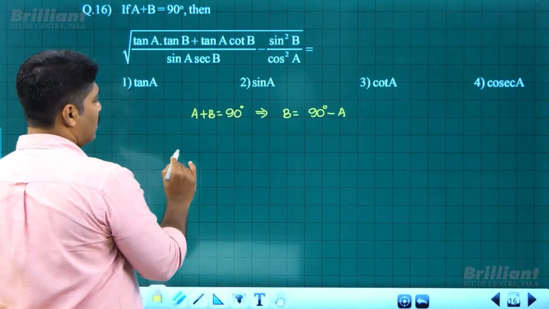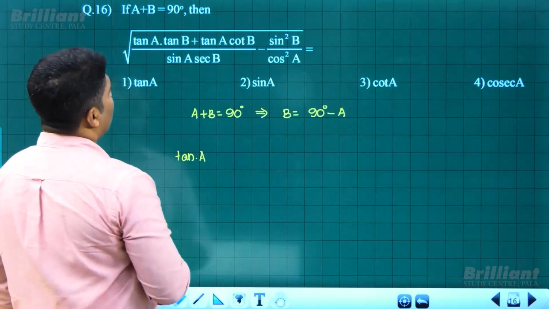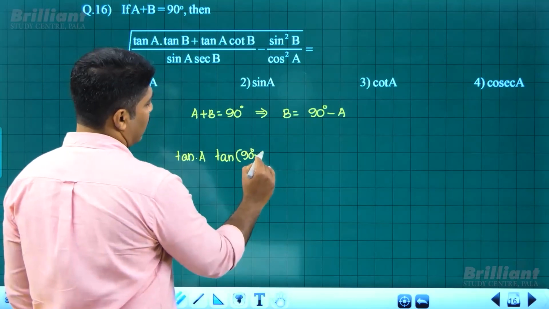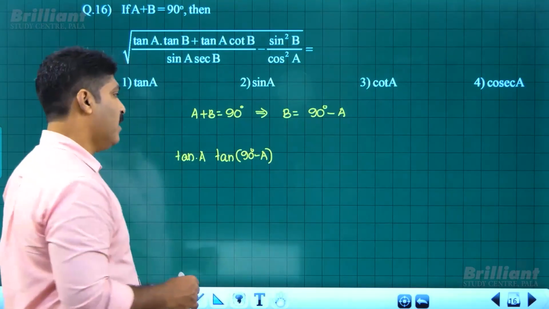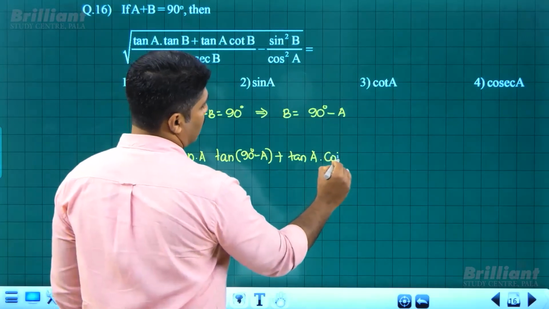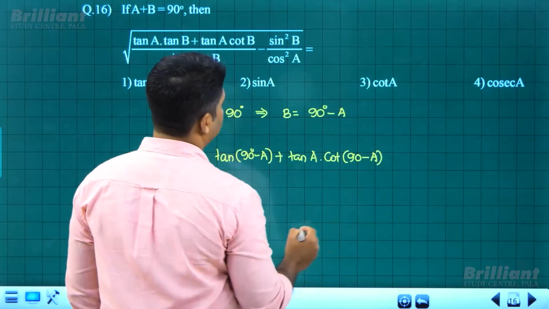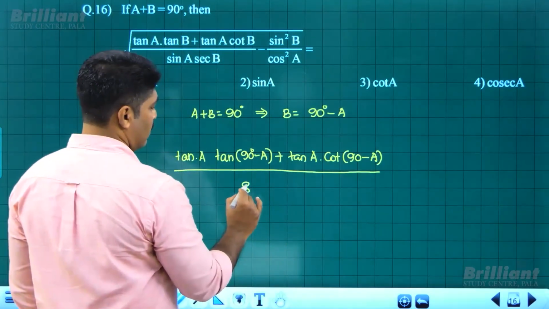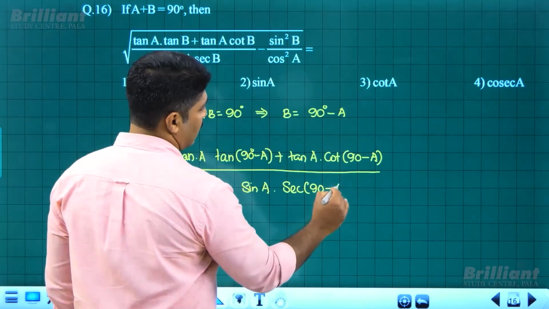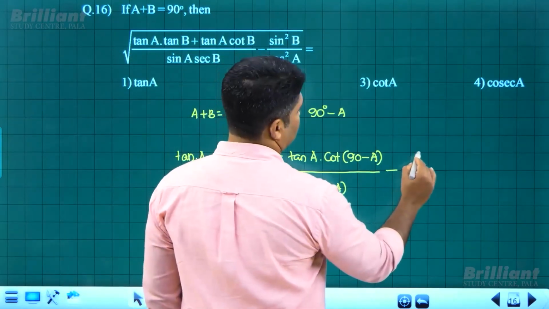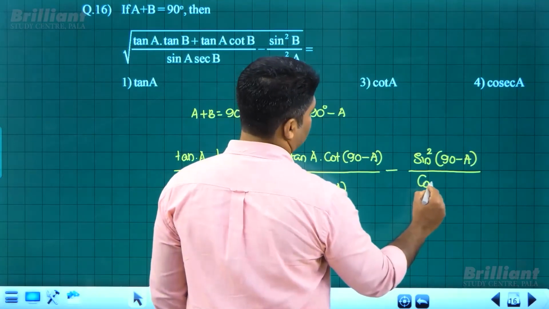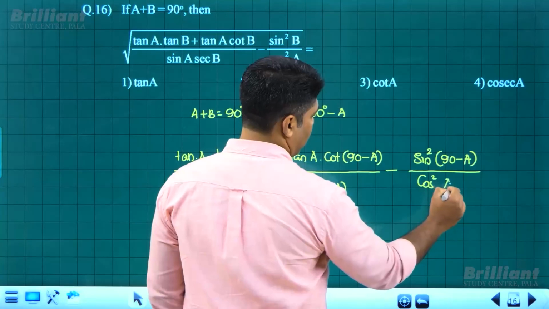Here, tan A we write as tan A itself, and instead of tan B, we can write tan of 90 degrees minus A. So all these B values we are converting in terms of A using this substitution, plus tan A, then cot of 90 minus A, the whole divided by sin A into sec of 90 minus A, minus sin square of 90 minus A, and the denominator cos square A. So this is the step.